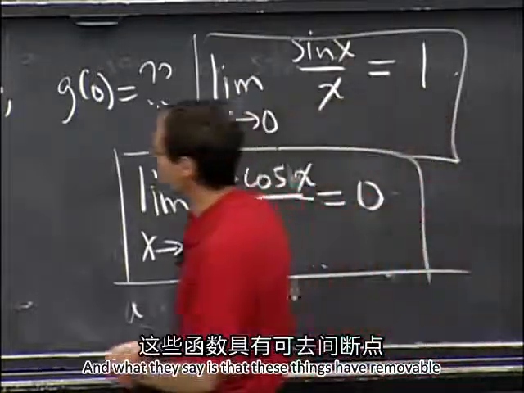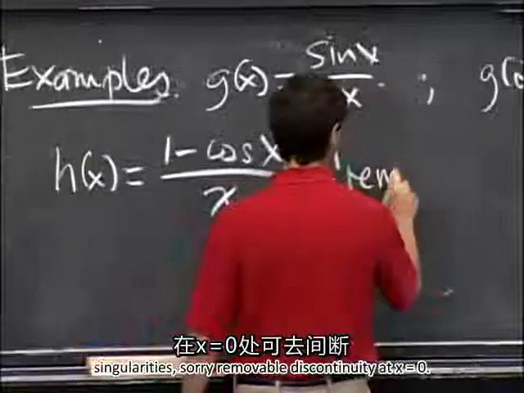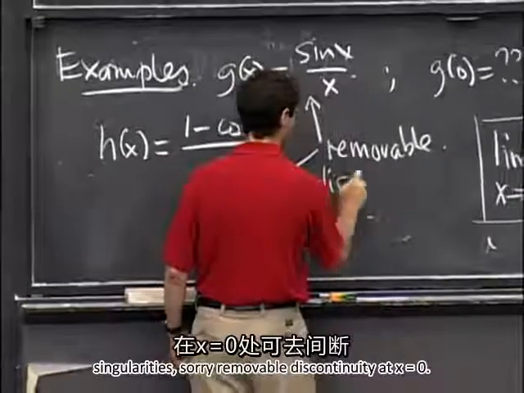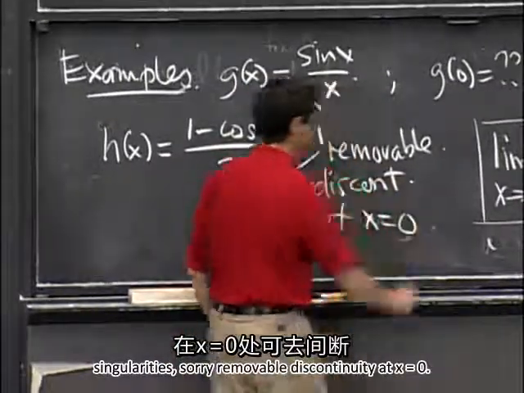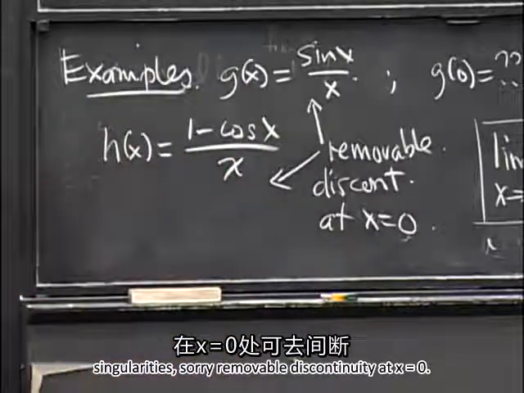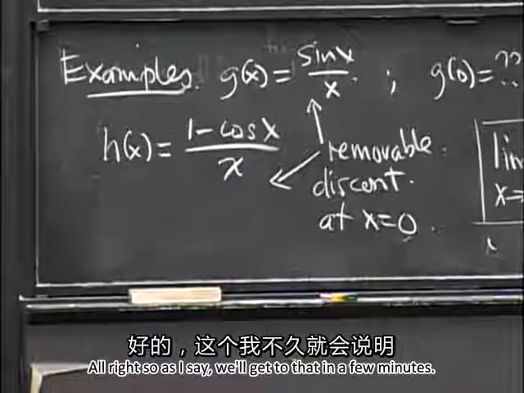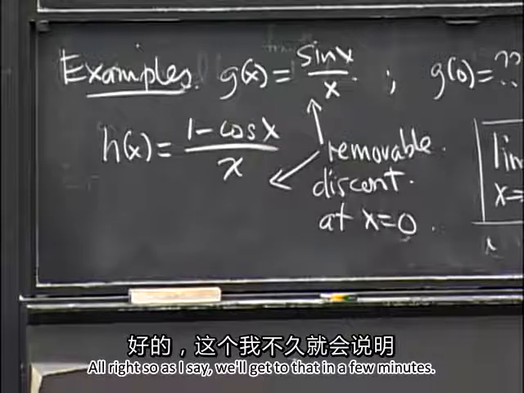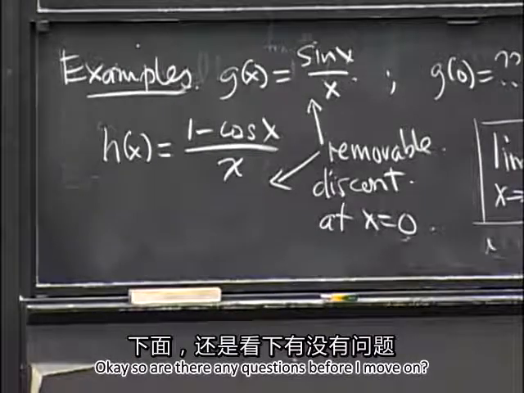And what they say is that these things have removable singularities. Sorry, removable discontinuity at x equals 0. All right, so as I say, we'll get to that in a few minutes. Okay, so are there any questions before I move on?